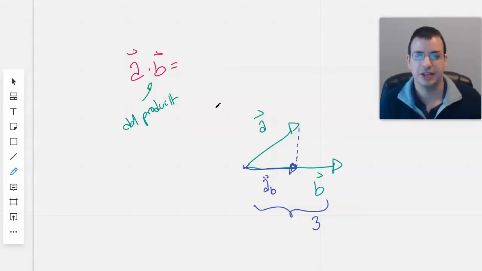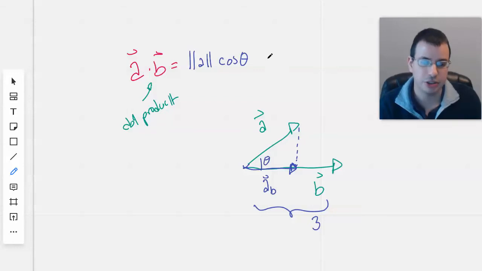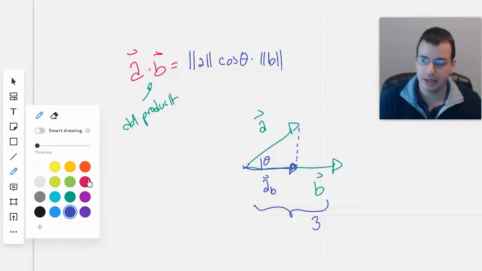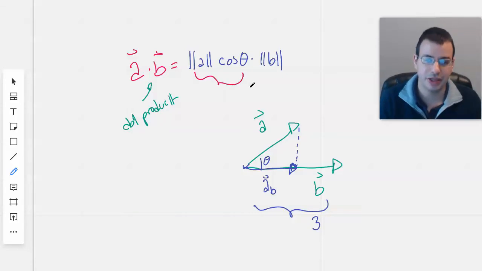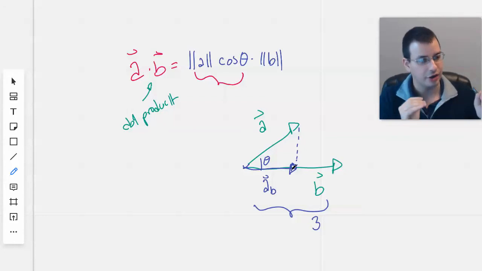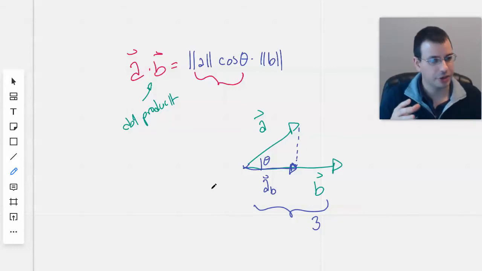Another way of saying this is this will be the length of A times cosine of theta, where theta is the angle between the two, times the length of B. So this A dot B, or A times cosine theta, gives you the amount of A in the direction of B, and then times the length of B. So this is useful because there's a lot of phenomena where this kind of applies.